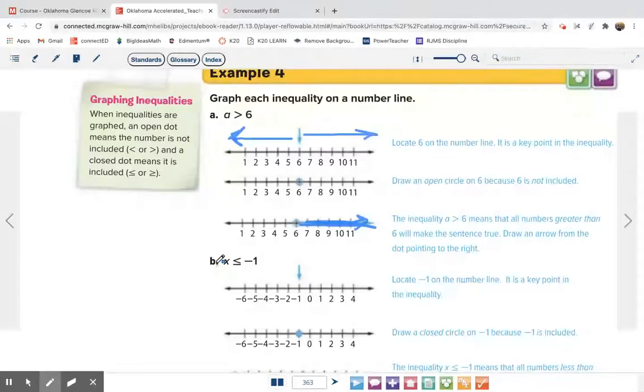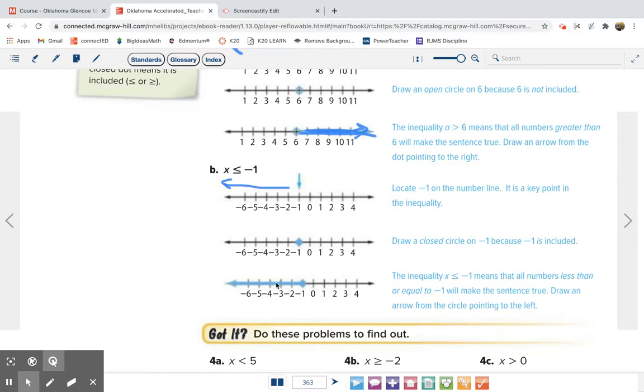Okay, on B, x is less than or equal to -1. So we draw our number line, and this is what I was talking about, it gets smaller going left. -2, -3, -4, -5, -6. That is getting smaller because they're negative numbers. So now it's less than or equal to, which means x could be -1. So our circle is closed in. And it says x is less than or equal to -1, so it's getting smaller. So our line is going left. That is how we would graph those.